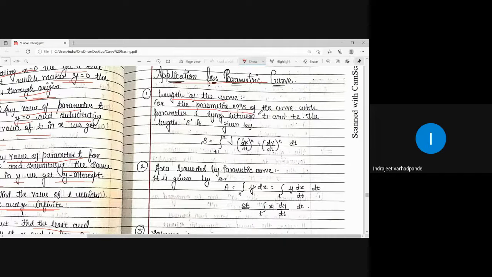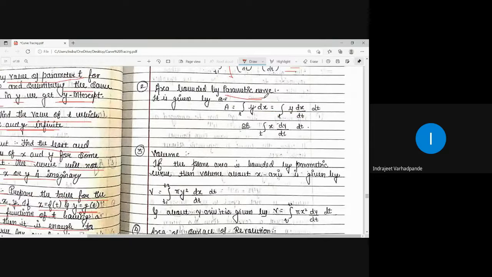For the parametric equations of the curve with the parameter t lying between t1 and t2, the length s is given by the integral from t1 to t2 of the square root of (dx by dt) whole square plus (dy by dt) whole square, dt. We will be identifying the length by integrating between the parameters t1 and t2 the square root of this.